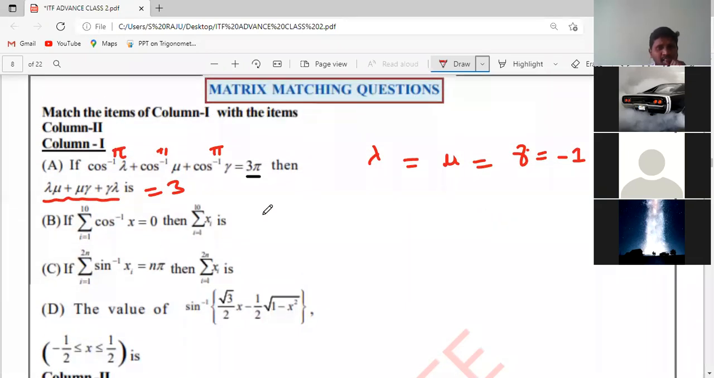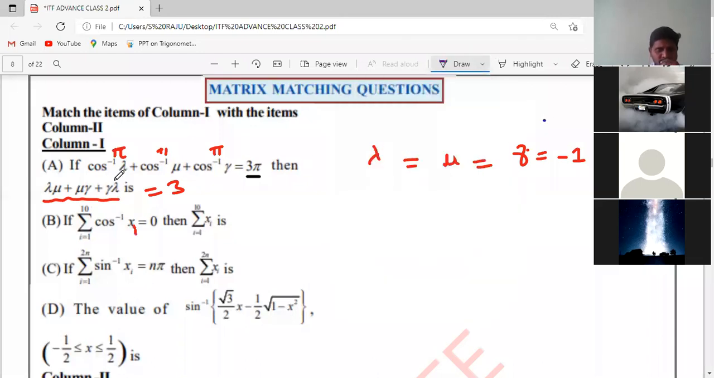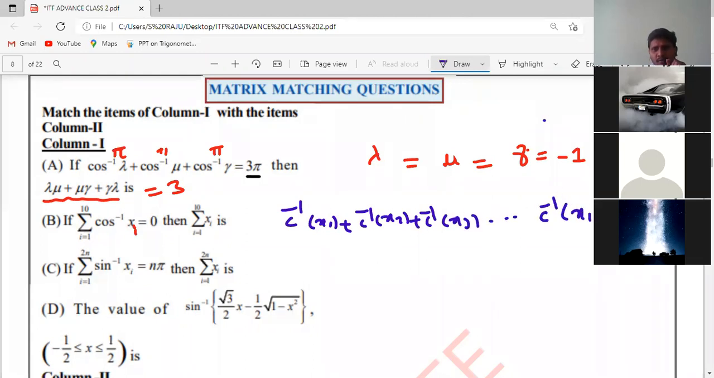Then the second one, summation i equal to 1 to 10. In the question, actually, they have given cos inverse of xi. Can you try this question? Second one: summation i equal to 1 to 10, cos inverse of xi is equal to 0. When I expand this: cos inverse of x1 plus cos inverse of x2 plus cos inverse of x3 and so on, up to cos inverse of x10 is equal to what?